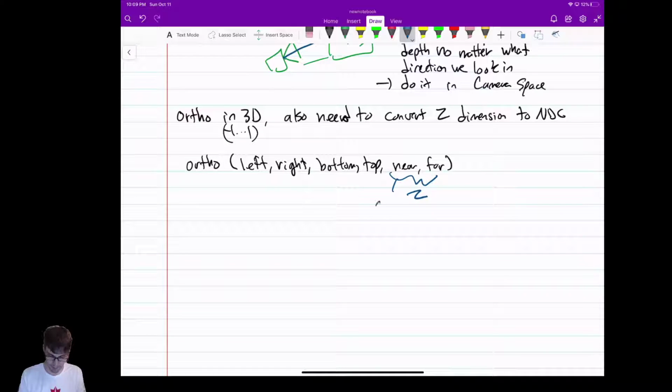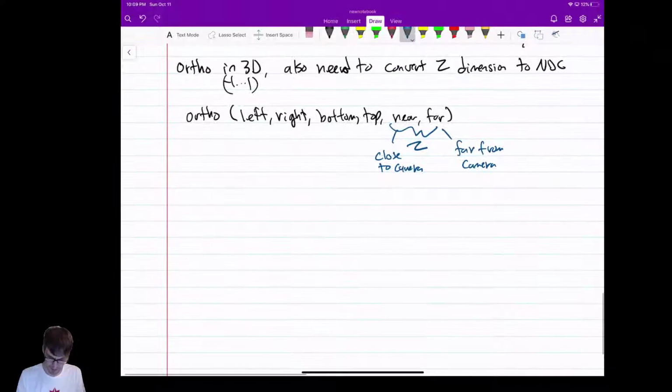The near plane is close to the camera, and the far is far away. Now I'm going to come back to this because it might seem kind of strange. Like, I'm looking in 3D. Why do I need to have a far and a near? Why can't I just look forever? Well, computers have limits. But I'm going to come back to that.